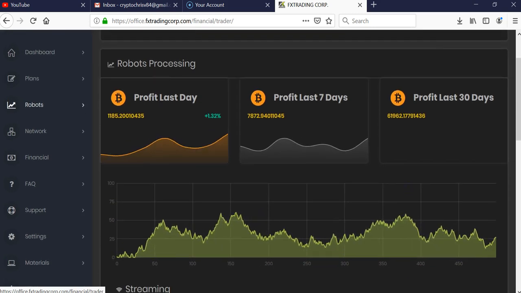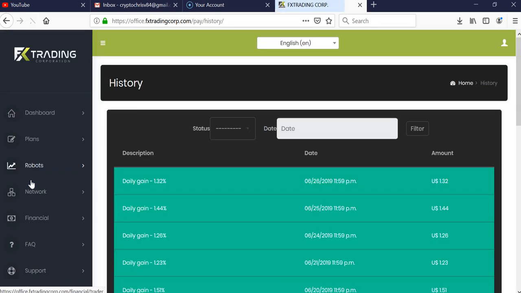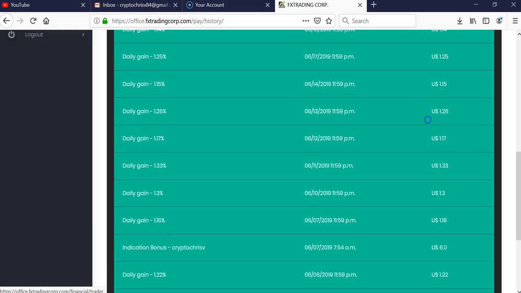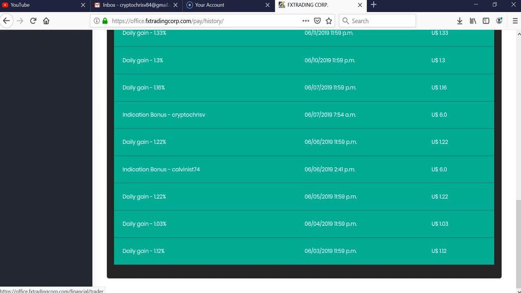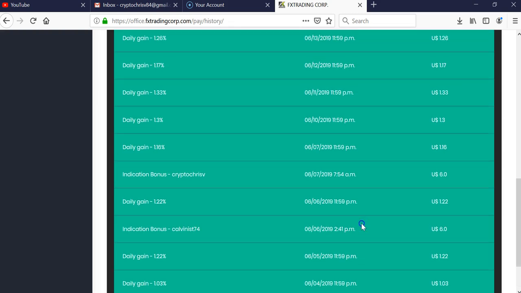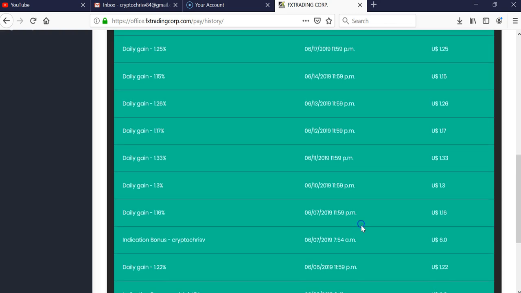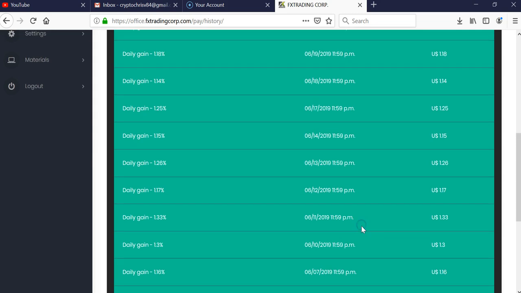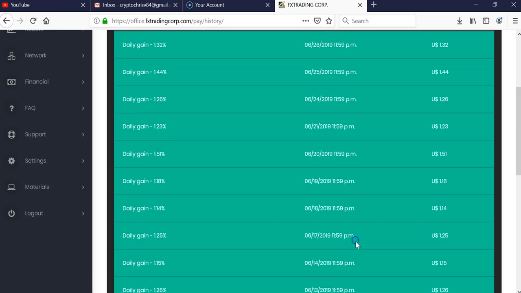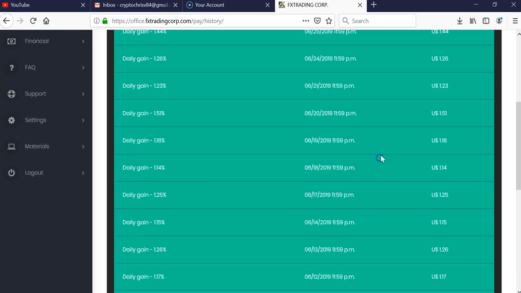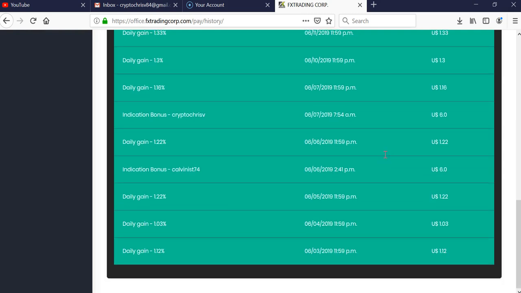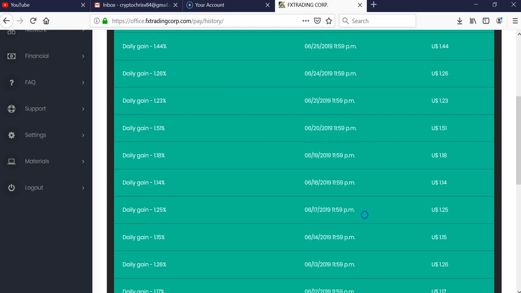So let's look at my financial, and you go to history. And here is all the profits since I started. So I started this account June 3rd, and I'm in the $100 bot for this one. And we have, move my mouse here, we have 1.12%, 1.03, 1.22, and then this is a bonus for me signing someone else up under me. And then we have 1.22, another bonus, 1.16, 1.3, 1.33. So, whatever, I don't need to read them all to you, but as you can see, 5 days a week, Monday through Friday, I'm getting at least 1%. I think the lowest was 1.03 on June 4th. And I've gotten close to 2% before.